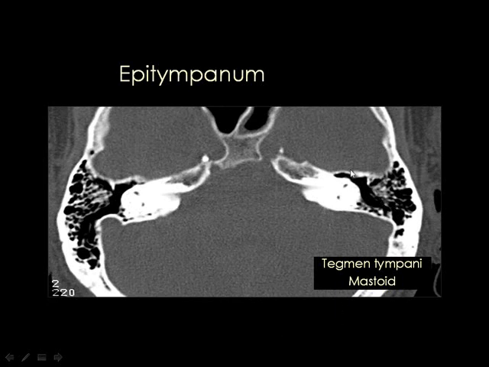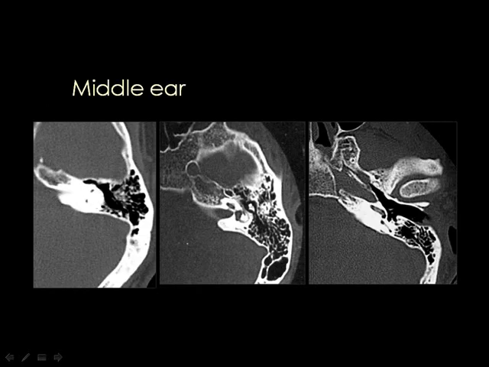Then you can see that the middle ear cavity is only filled with air, and this air is separated from the brain by the well-known tegmen tympani, and there is nothing else in the middle ear cavity here.